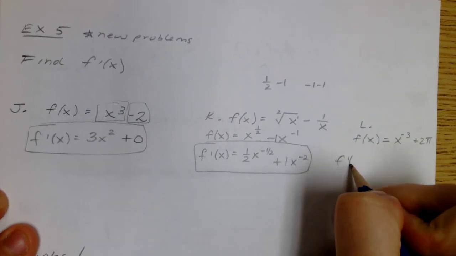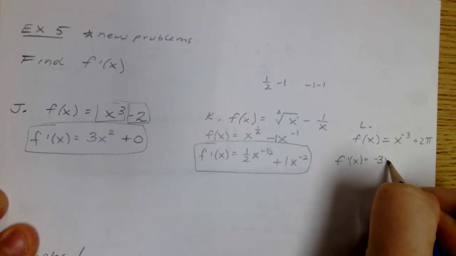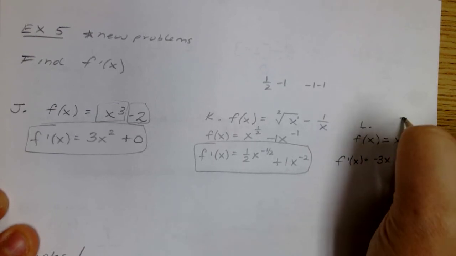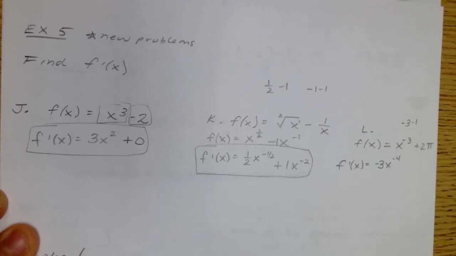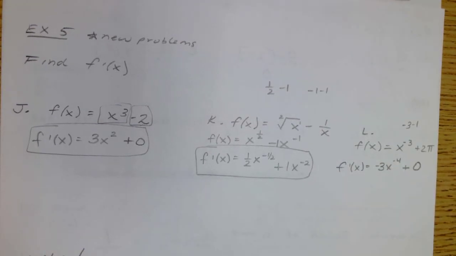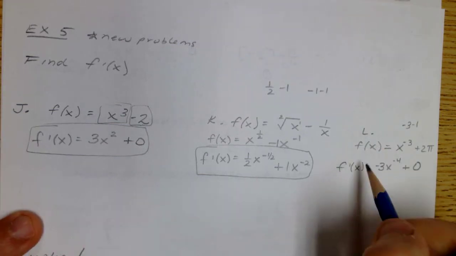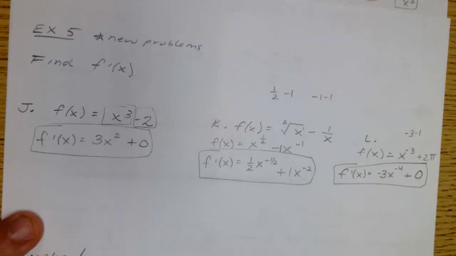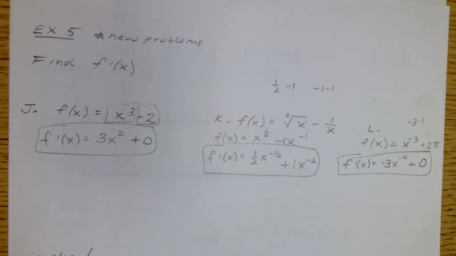For my third, f prime of x is going to equal negative 3x to the negative 3 minus 1, which is negative 4, plus 0. 2 pi is a constant. Third and final problem's answer.